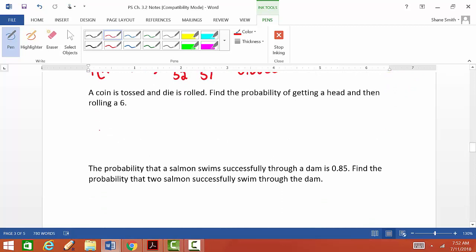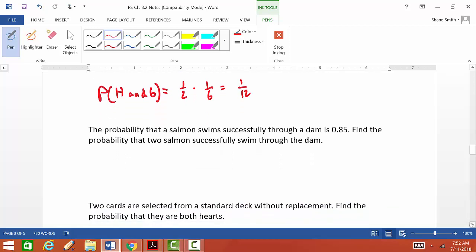So we want to find the probability of getting heads and a 6. Well, we just discussed, these are independent events. The probability of getting heads is 1/2. The probability of getting a 6 is 1/6. So the probability is 1/12. And I'll just leave that as a fraction. It's a pretty easy fraction to interpret.